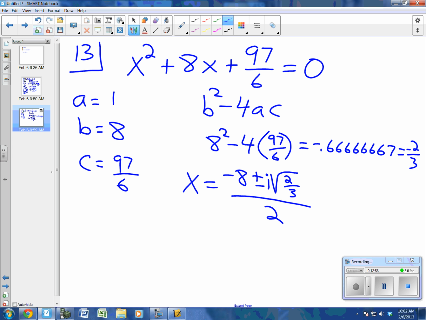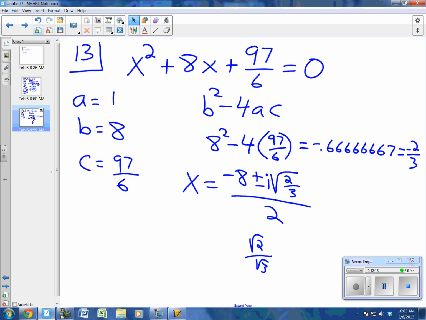2 times 1 is 2. And I told you guys you can leave the answer like that. Technically, the square root of 2/3 can be written as the square root of 2 over the square root of 3. And mathematicians don't like square roots in the bottom, so they usually would do what they call rationalize it. But I'm not going to do that right now. We're going to leave it like that.